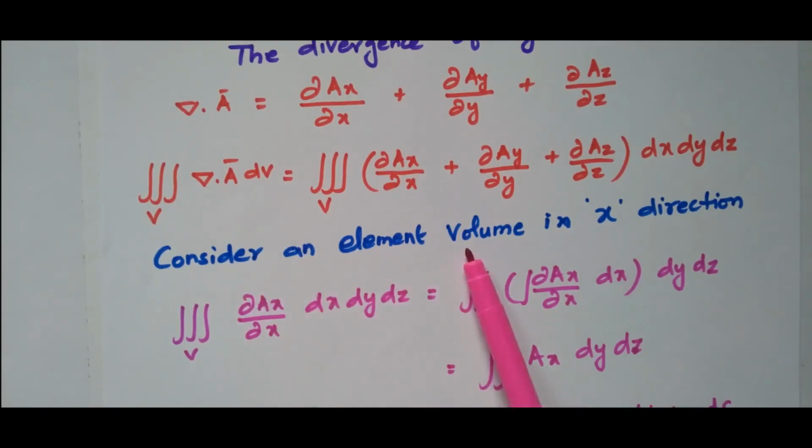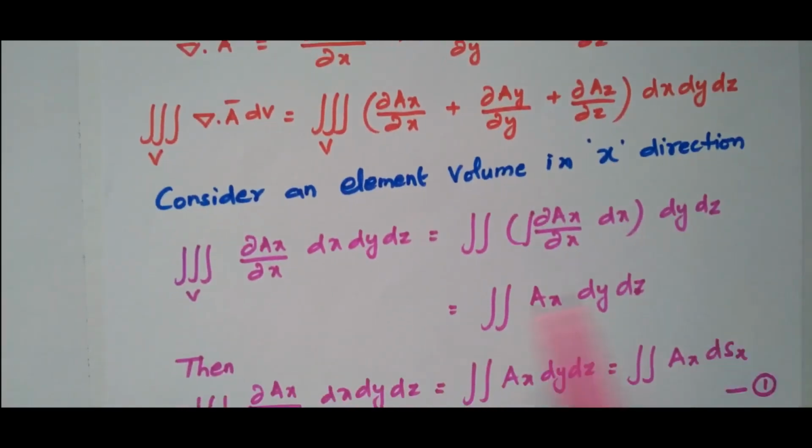Consider an element of volume in the x direction. Then we'll go to y and z. First we'll consider only the x direction, right? So the triple integral of ∂Ax/∂x dx dy dz. We consider only this parameter in the x direction, right?